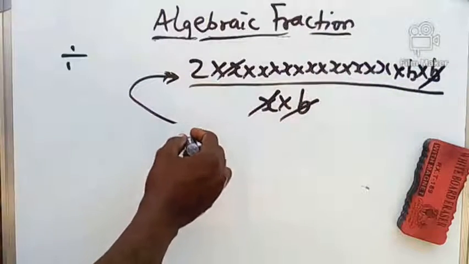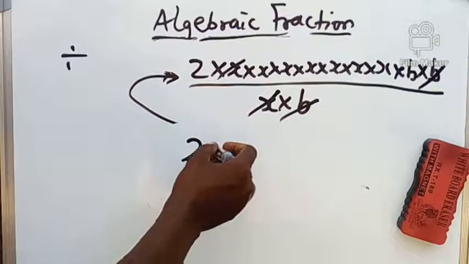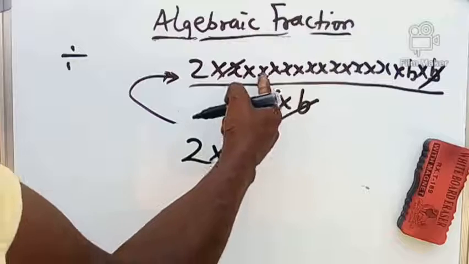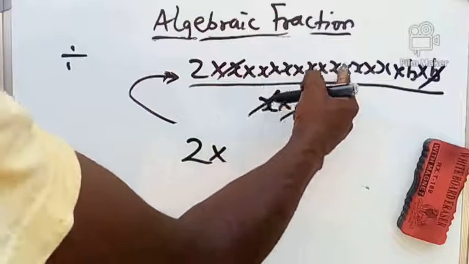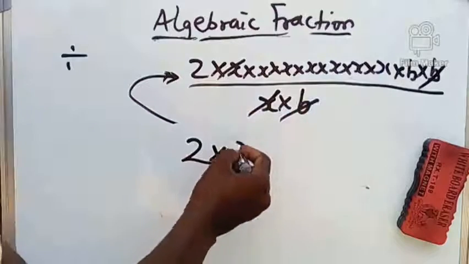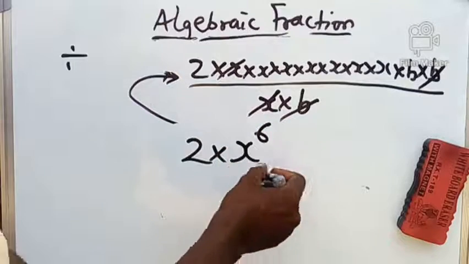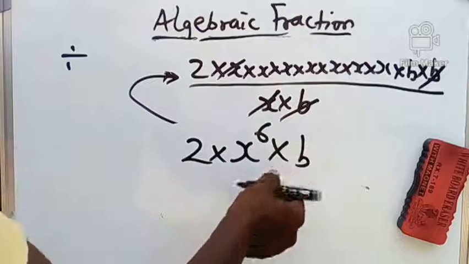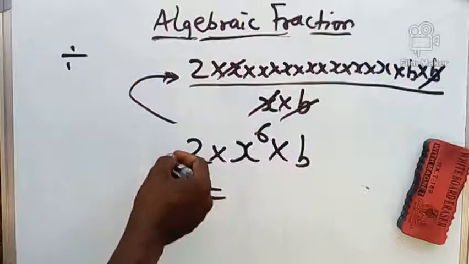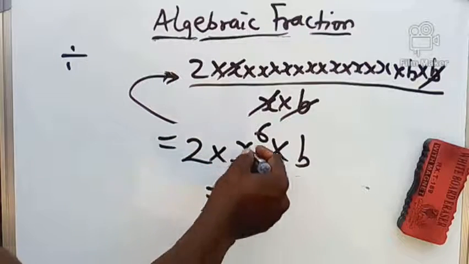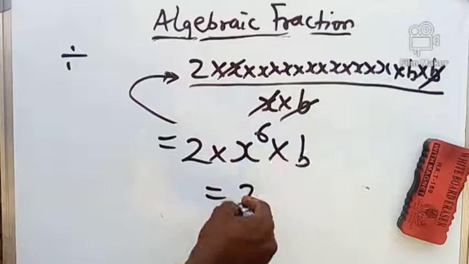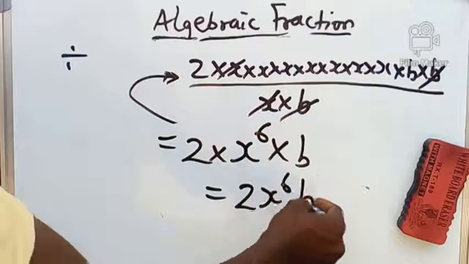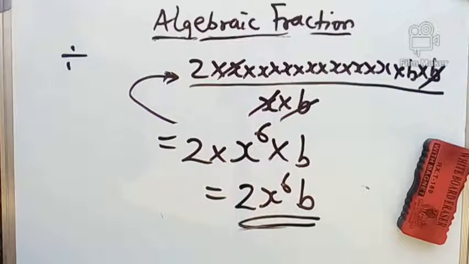So what do we have? We simply have 2 multiplied by how many x do we have here? X is 1, 2, 3, 4, 5, 6. We have x to the power of 6 multiplied by only one b that is left. So we go ahead and break this down. 2 times x to the 6th power times b is 2x to the 6th b, and that is the answer.